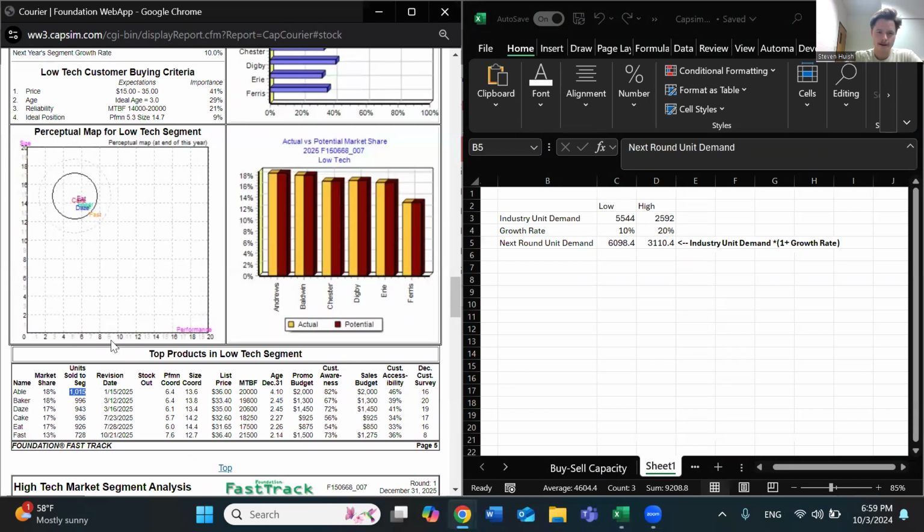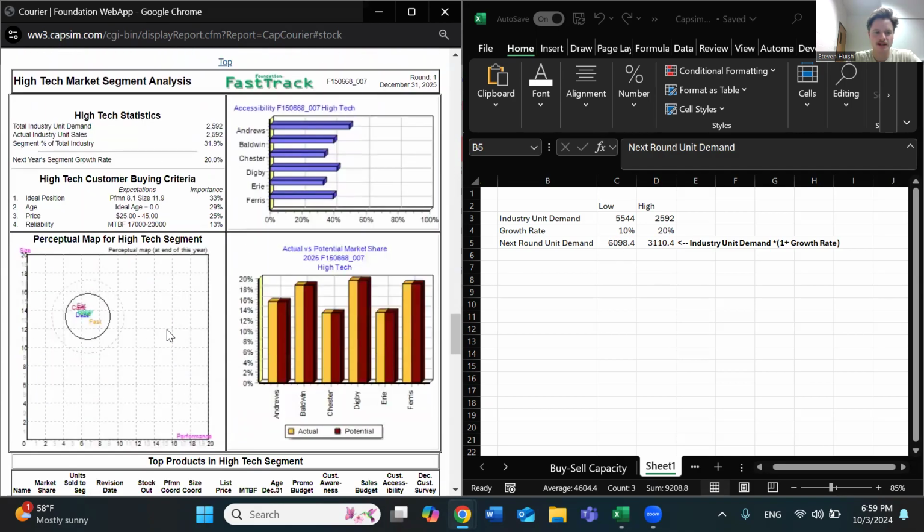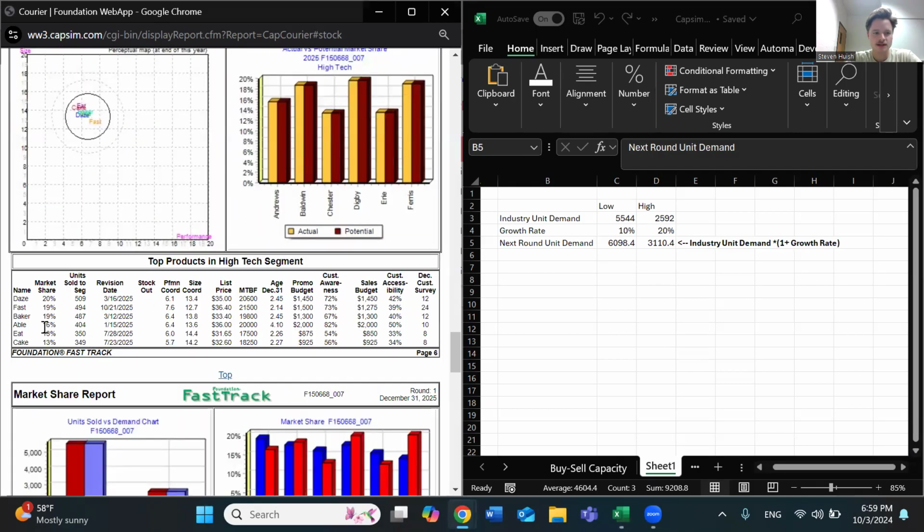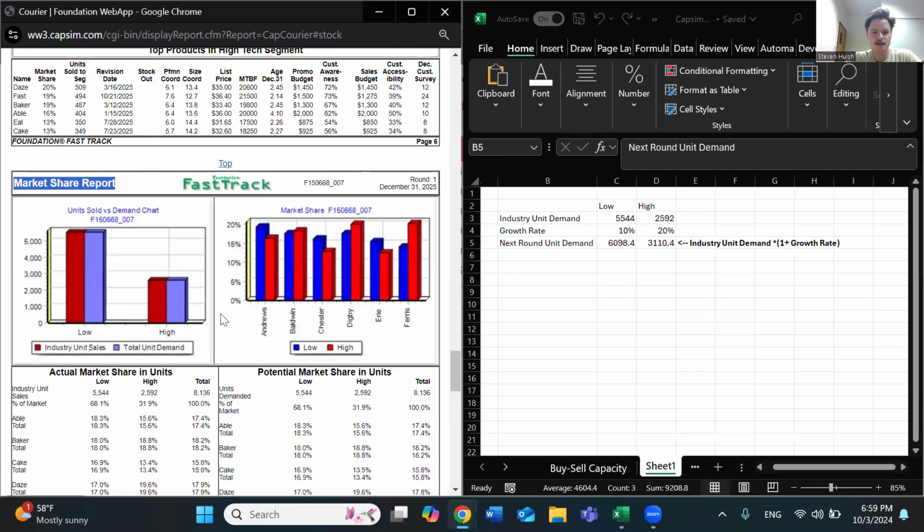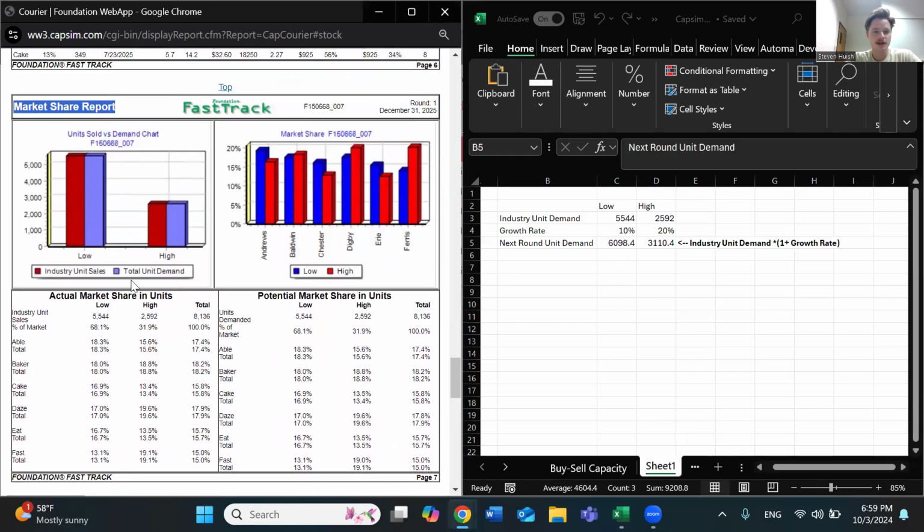And so you could spitball this by taking these market shares here. You can look at this 18% and just multiply these numbers by 18% and the low tech one by 16%. But they give you a very nice market share report just below the high tech and low tech segments. So this here, page 7, is your market share report. You have these nice little graphs that tell you what percentage of units sold were in low tech and high tech. So we can see that low tech is quite a bit bigger than high tech.